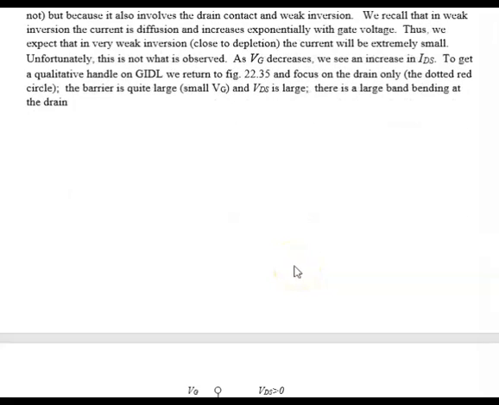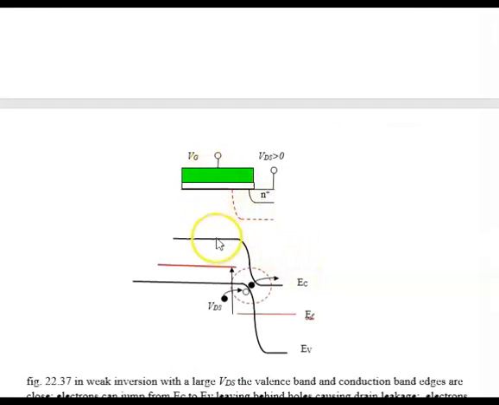So let's go back to figure 2235, where we have a quite weak inversion, which means that we have a big barrier and we have a relatively large VDS. So there's two bad things that happen here. The large barrier means that we will get a relatively close contact between the valence band and the conduction band, and the high VDS means that we have a possibility of having an electron being able to jump from the valence band into the conduction band.